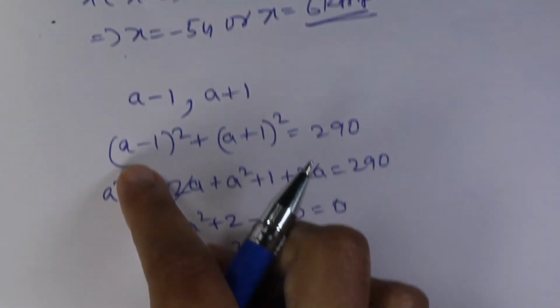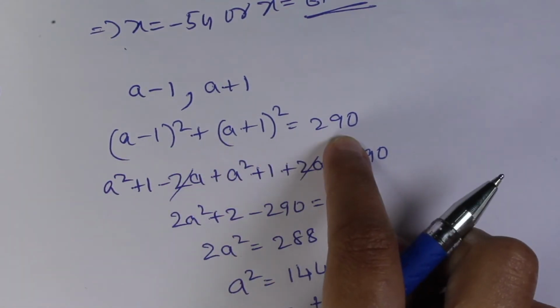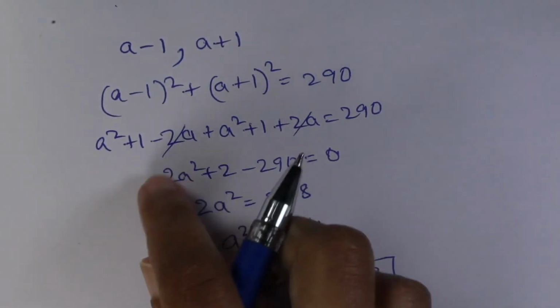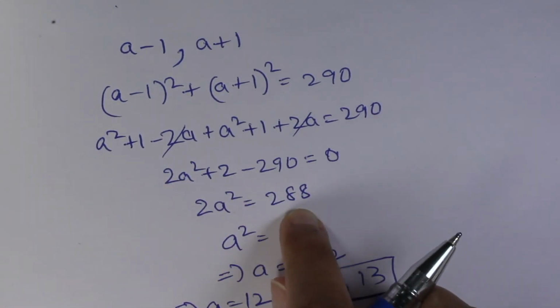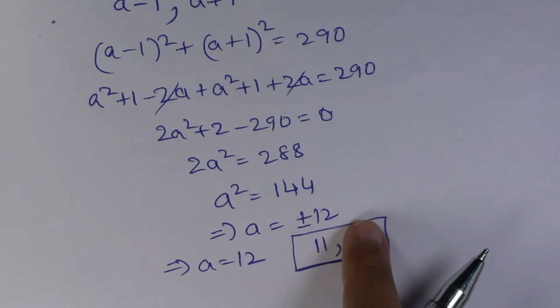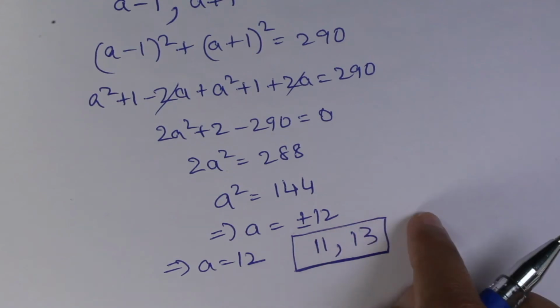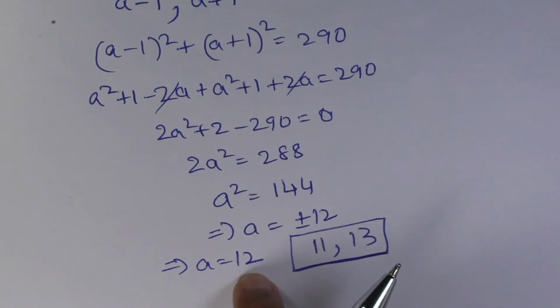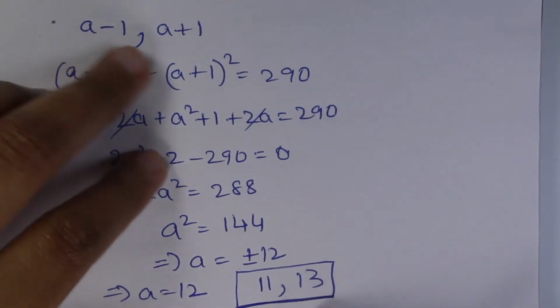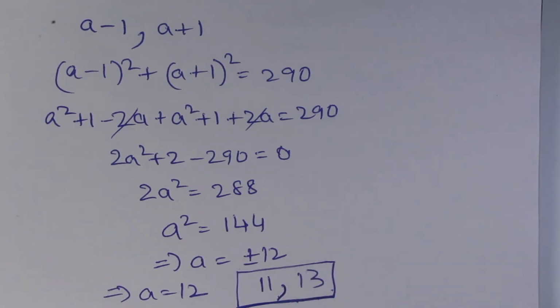So what did he give? He gave the sum of the squares is 290. So a minus 1 whole square plus a plus 1 whole square is equal to 290. So I got 2a square is equal to 288. So a square becomes 144. So a is equal to plus or minus 12. We will consider a as 12, not minus 12, because he said that the integers are positive odd integers. If I take a as 12, the odd integers become a minus 1 is 11 and a plus 1 is 13. So the two consecutive positive odd integers are 11 and 13. Hope this is clear.